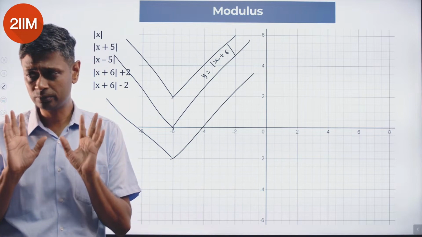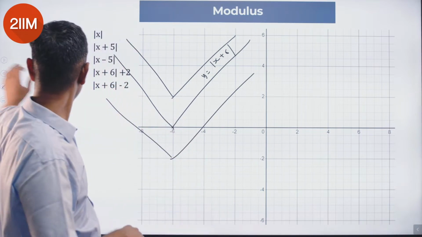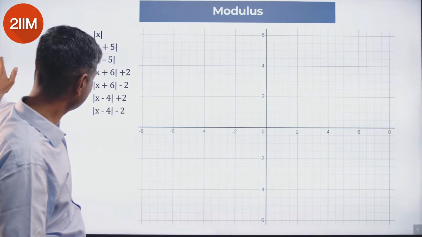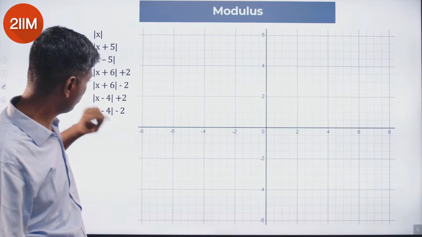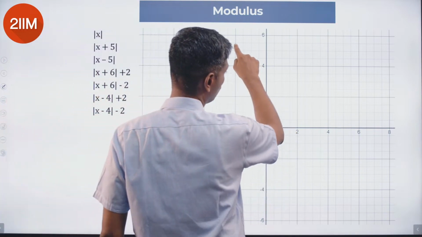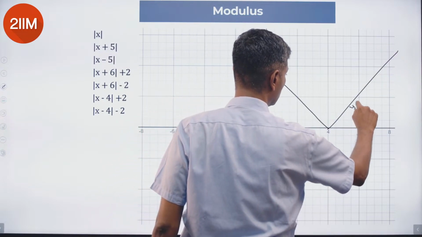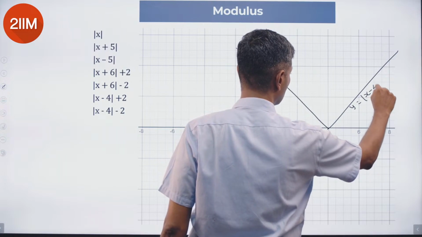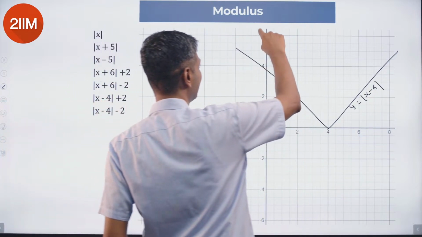Nice, wonderful. Right. Now what am I going to do? I'm going to do this whole thing a little bit more. I'm going to attack this with Desmos. I draw this also. Modulus of x minus 4 plus 2, modulus of x minus 4 minus 2. Modulus of x minus 4 is this. This is y equal to modulus of x minus 4. Modulus of x minus 4 plus 2. Okay, nice. Interesting.